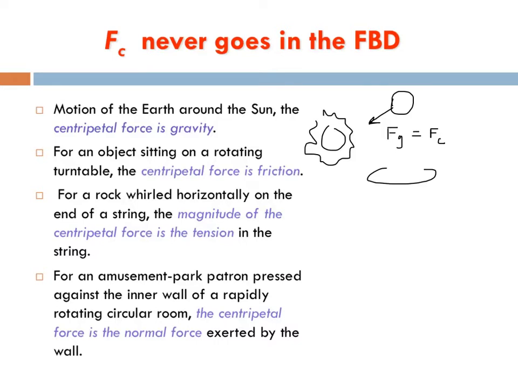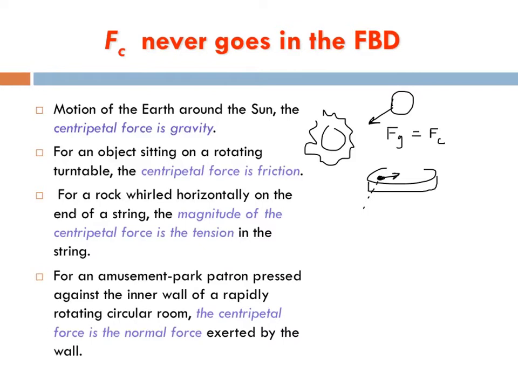So for a rotating turntable, if an object does not slide off tangent to its motion, or tangent to the circle, then friction must be holding it in.